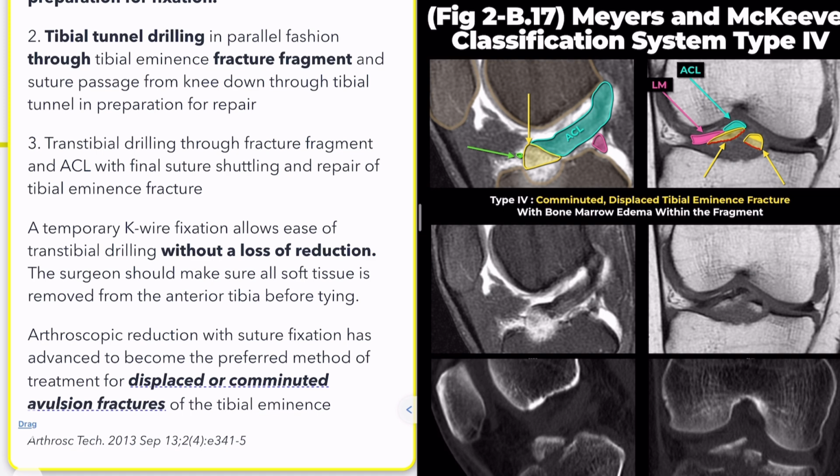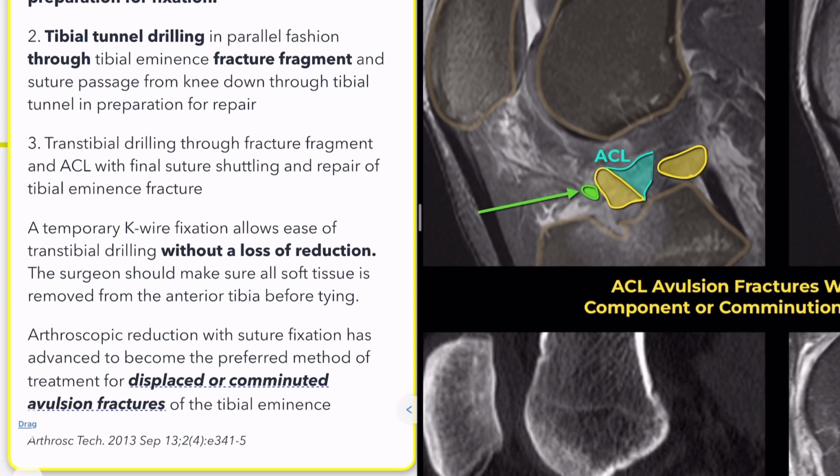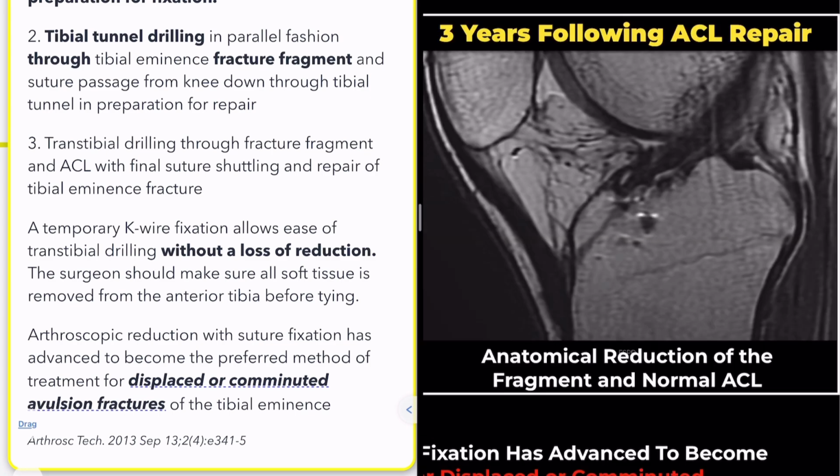Before tying, the surgeon must remove all soft tissue from the anterior tibia. For example, in this case, the anterior intermeniscal ligament is positioned anterior and inferior to the fragment. When the fracture fragment is elevated, this ligament can encroach beneath it, potentially hindering proper reduction and subsequent healing.